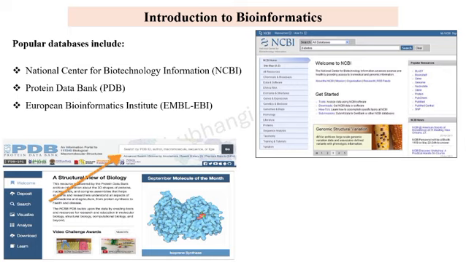Now we will discuss which are the most popular databases used to store biological information. The first most popular database is NCBI. It stands for National Center for Biotechnology Information. The next database is EBI, European Bioinformatics Institute. The next most popular database is PDB, that is the Protein Data Bank. These databases provide researchers worldwide with access to valuable biological information.